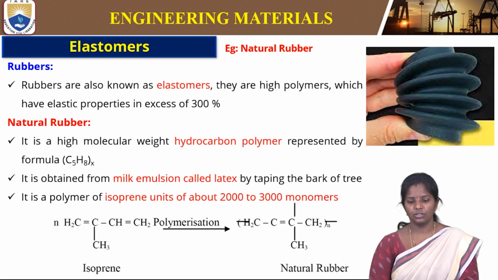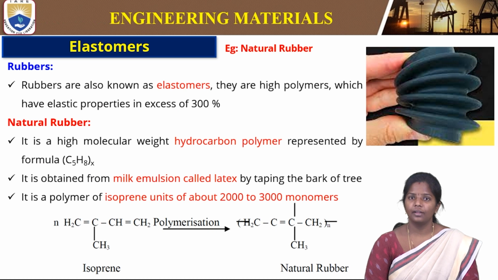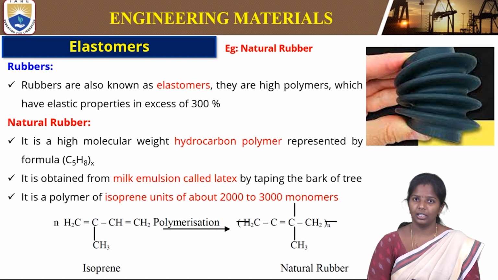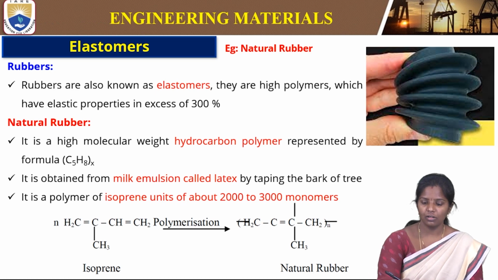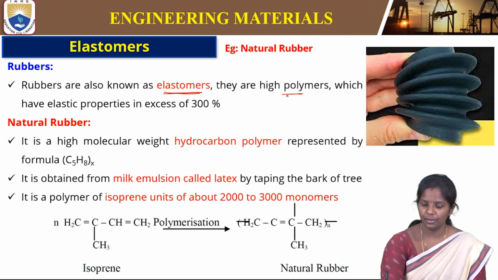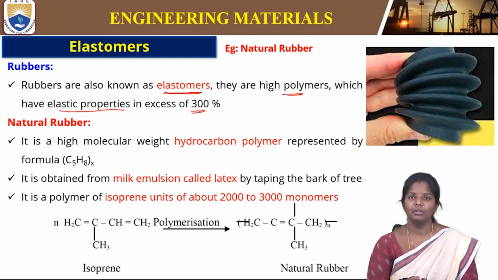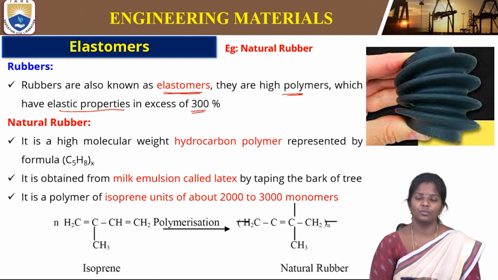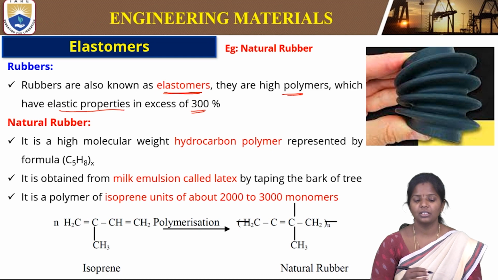Then the next topic is the elastomers. So what are the elastomers? How are they classified? We will understand that rubbers are also known as elastomers. These are high polymers which have elastic properties in excess of 300%. Just from the name itself, we can understand that elastomers are nothing but polymers that possess elastic properties. Elastic properties, having rubbers. So we just have to remember it this way.